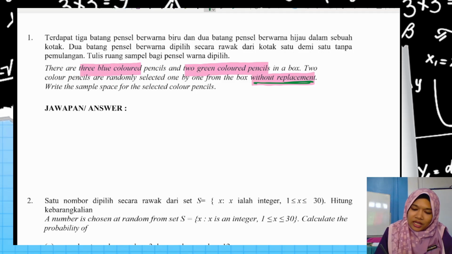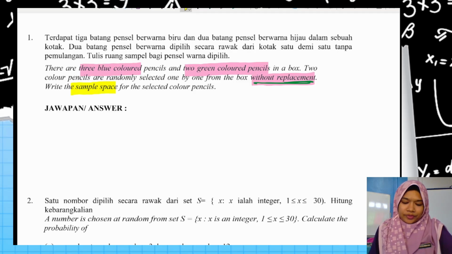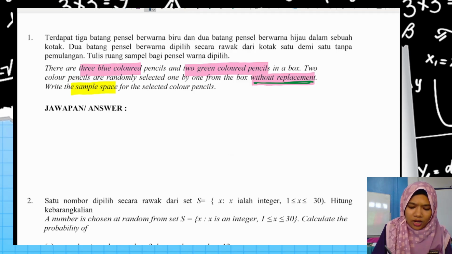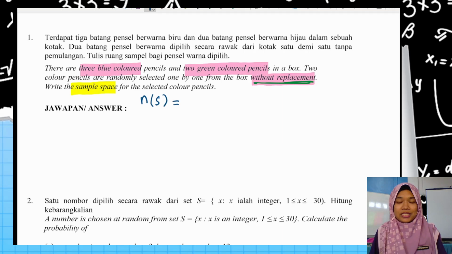The question asks you to write the sample space. How to write the sample space for the colored pencils? You have to write in set notation and ordered pairs. Kenapa ordered pair? Why do you have to write in ordered pairs? Because you have event 1 and event 2. Before you know what the sample space is, you have to know how many possible outcomes there are for these events.